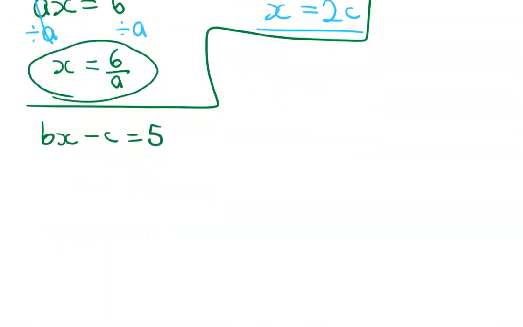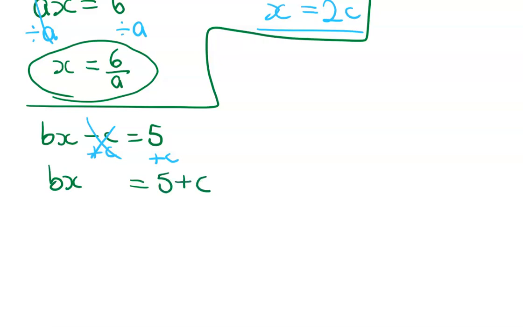All right, I want to get rid of this b and I want to get rid of the c. Now let's get rid of the one that's easiest to get rid of first, the one that's most by itself. The one that's easiest to pick on is this minus c over here. The opposite of minusing c is plus c, so I'm going to add c to both sides to get rid of this c. Now that just leaves me with bx on the left, and on the right I've got 5 plus c.